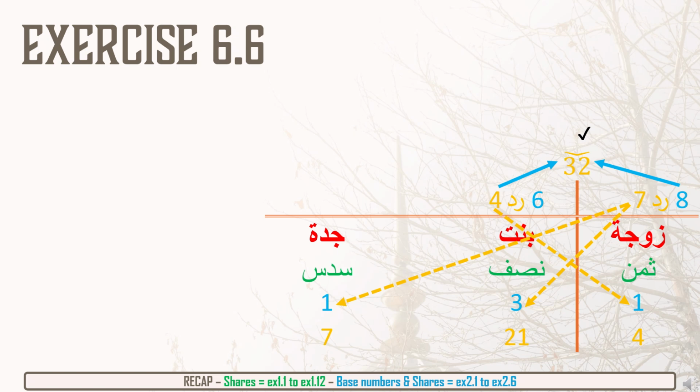The daughter will now get 21 out of 32, which is an increase on the half that she should have got because of Radd and the redistribution. And the grandmother will get 7 out of 32, which is again an increase.